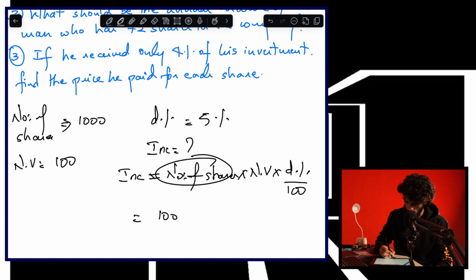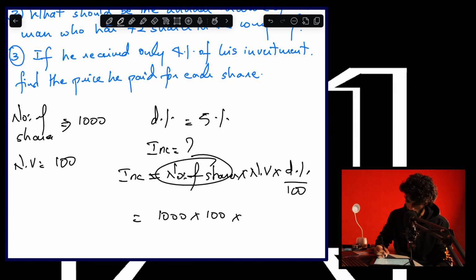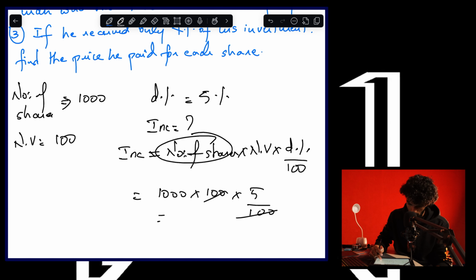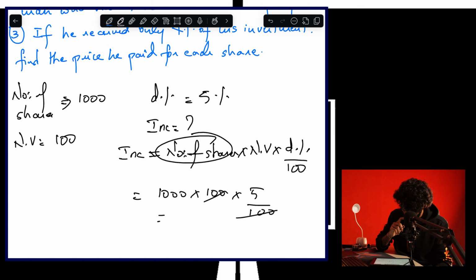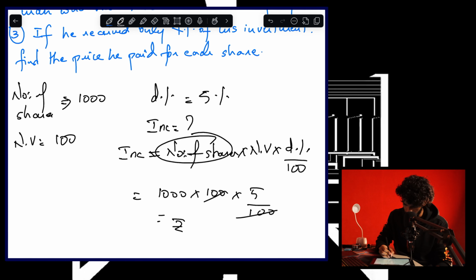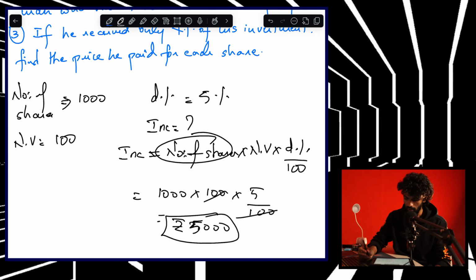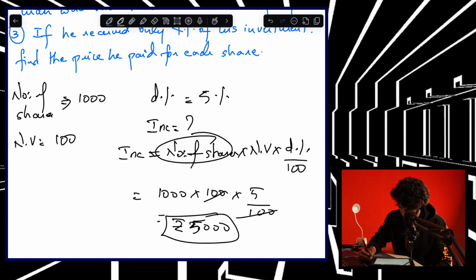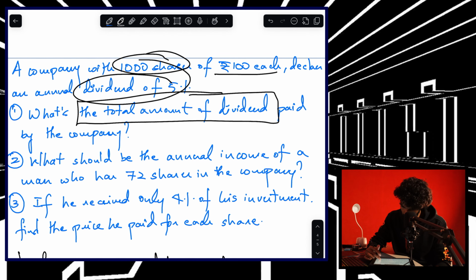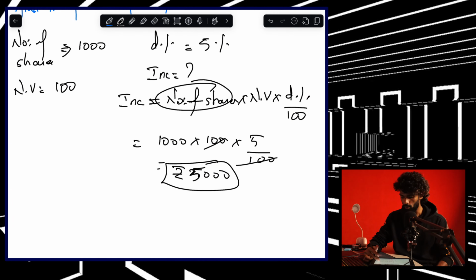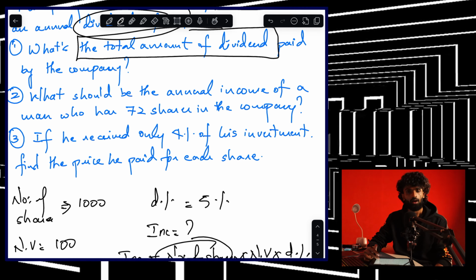Number of shares 1,000, NV 100, D percent 5 by 100. So it gets cancelled. The answer is 100 into 1,000, done. Rupees 5,000. 5,000 rupees is the income given. Okay, maybe somewhere wrong here. 5 by 100. How many shares? NV is 100 each, shares is 1,000. Okay, done. So the income for the first question is 5,000 rupees.